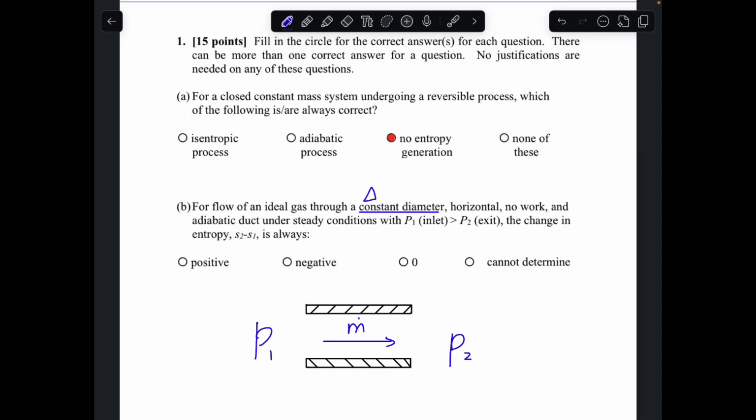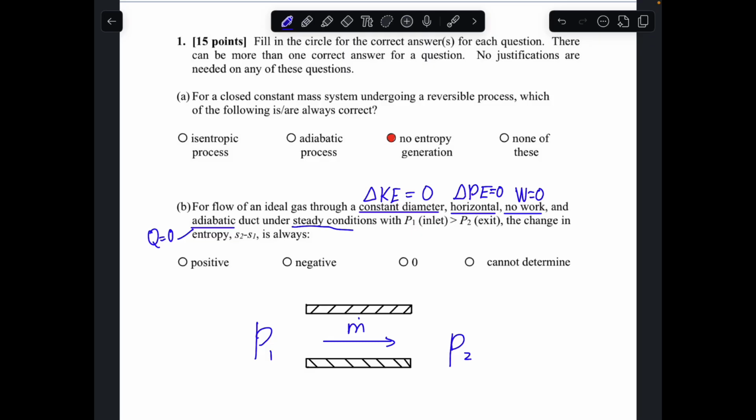So I'm going to say that our changes in kinetic energy are equal to 0 because we have a constant diameter. Horizontal means that we don't have to worry about any changes in potential energy because there's no changes in height of the fluid or anything like that. There's just a constant potential energy the whole time. No work obviously means that our work term is going to be equal to 0, and then adiabatic means that our heat transfer term, Q, is going to be equal to 0.